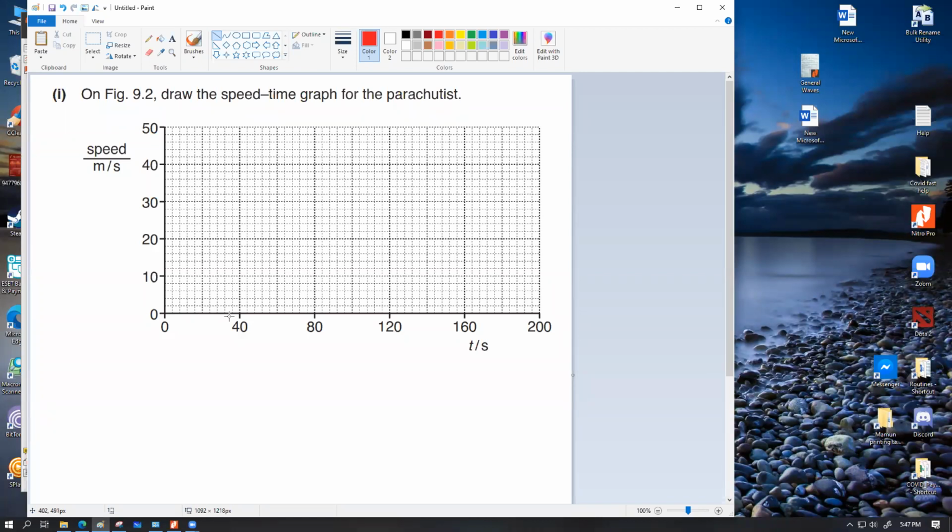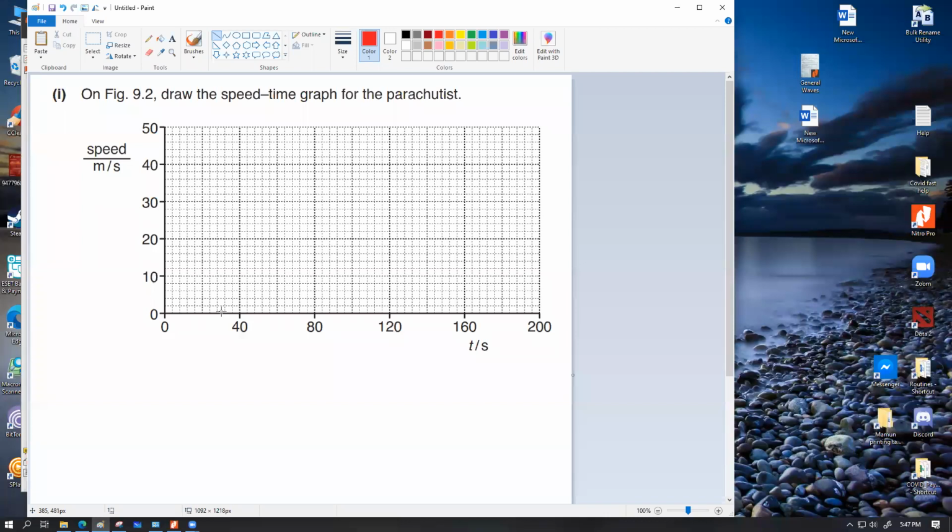I'm trying to find out what is the value of the unit division on the horizontal axis, which is the time axis. So this is the 20-second mark, and this is the 30-second mark.